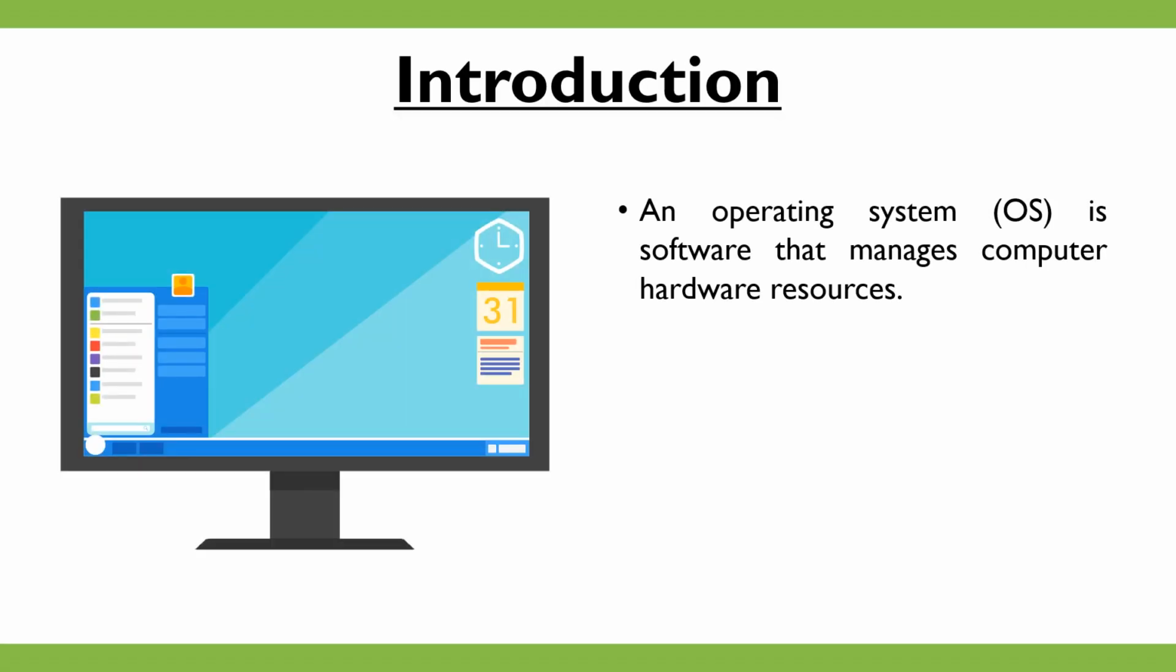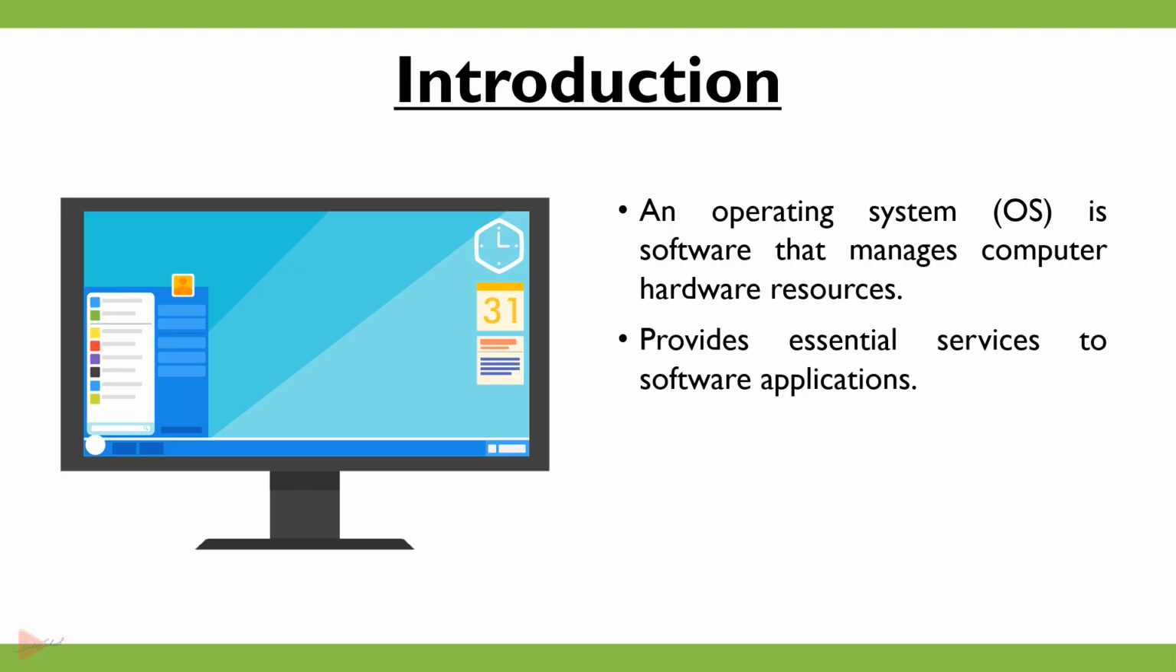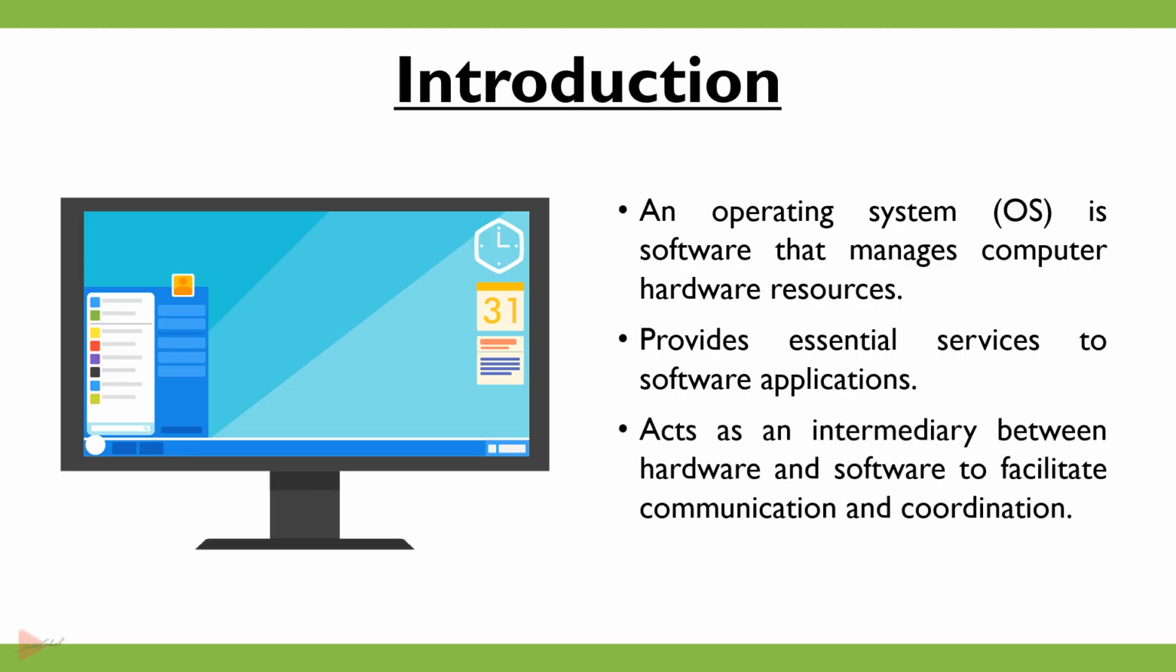An operating system, or OS, is a software that manages computer hardware resources and provides essential services to software applications. It acts as an intermediary between the hardware and software, facilitating communication and coordination. Let's discuss the key functions of an operating system one by one.